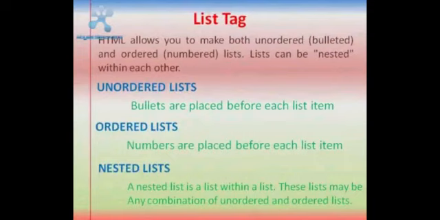We can create lists also in our web page. HTML allows us to make both ordered list and unordered list, and lists can be nested within each other. Unordered list is also known as bulleted list, in which bullets are placed before each list item. And ordered lists are also known as numbered lists. In these lists, numbers are placed before each list item. And then nested list. A nested list is a list within a list. These lists may be any combination of unordered and ordered list.